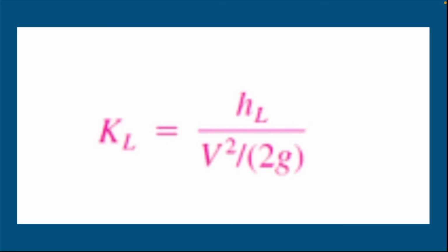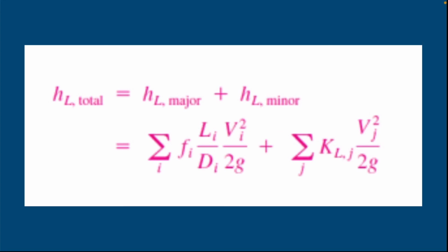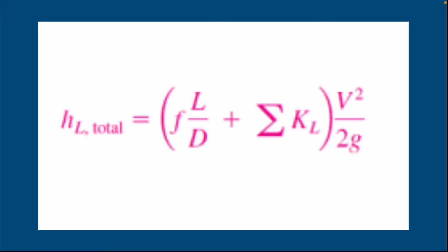Now, in equation form, the minor loss coefficient, denoted by the letter K, is defined by this equation. If you want to find the head loss and we are given the K value, we can use this equation. For the total head loss, it is defined by this equation. And for the total head loss where D is constant, we can use this.